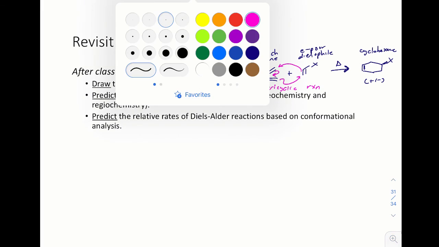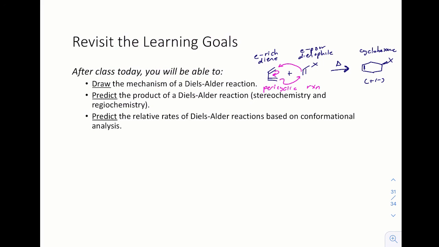The Diels-Alder can run in the forward direction or in the reverse direction. In the reverse direction, the curved arrows would look like this, breaking the bonds that were formed in the forward direction. This is a reversible reaction. We can predict the products of the Diels-Alder reaction, including stereochemistry and regiochemistry.